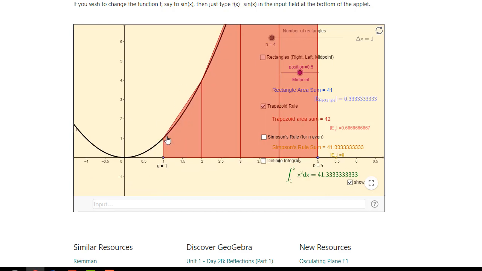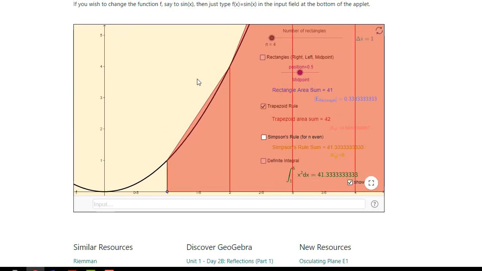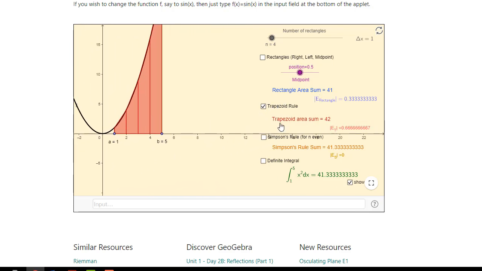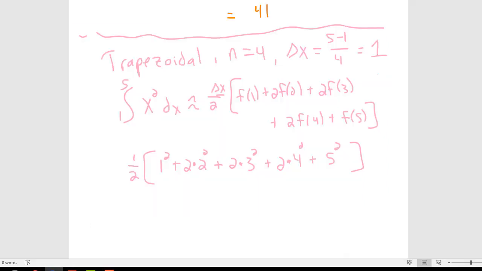So it took the y value at the left endpoint, took the y value at the right endpoint, and it's plotting that trapezoid. Right? So if I zoom in, I can see each of those trapezoids. And here's the estimation. So for this particular graph, y equals x squared, here's the estimation. And we can see the error that we obtained from that. So if I were to plug into the calculator, I'm going to get 42 as my estimation for the trapezoidal rule.